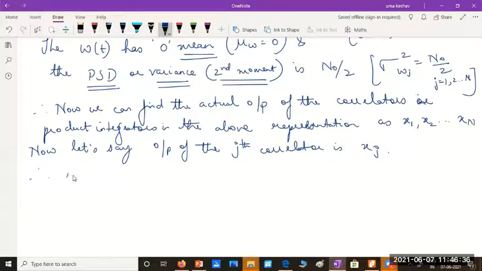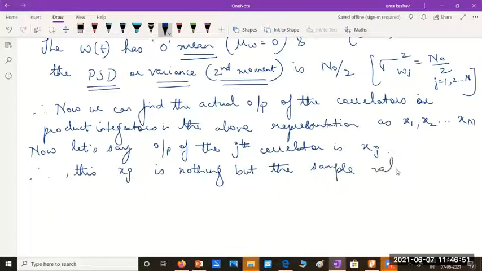Therefore, this xj is nothing but the sample value of the random variable, RV. Whenever I write capital RV, please understand it is random variable Xj. So capital Xj is the actual random variable, and small xj represents a sample of this capital Xj.